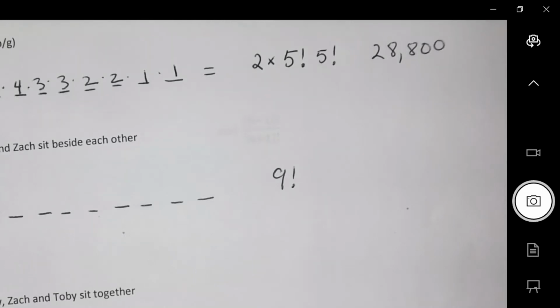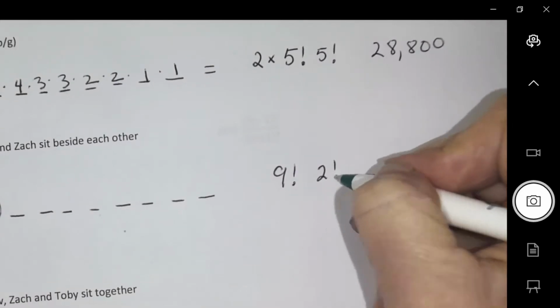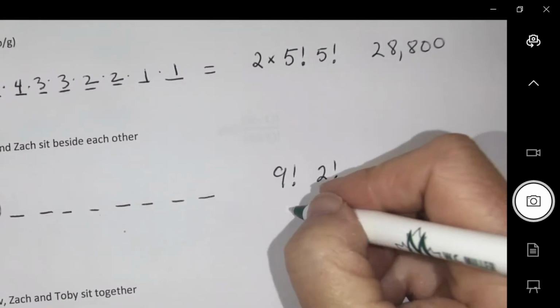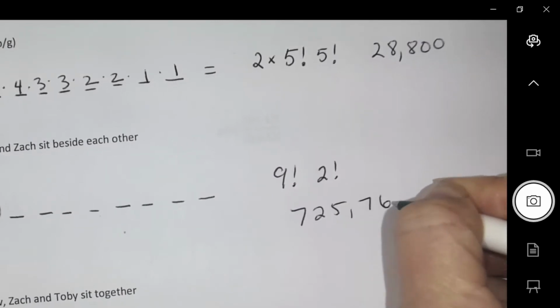Then what could Andrew and Zach do beside each other? They could flip-flop around. Okay? Getting me that number with your calculator buttons.